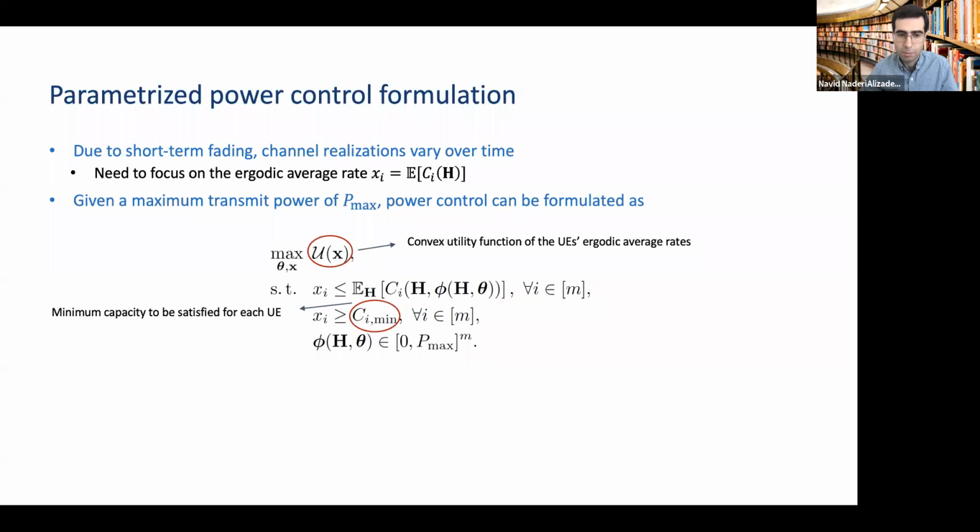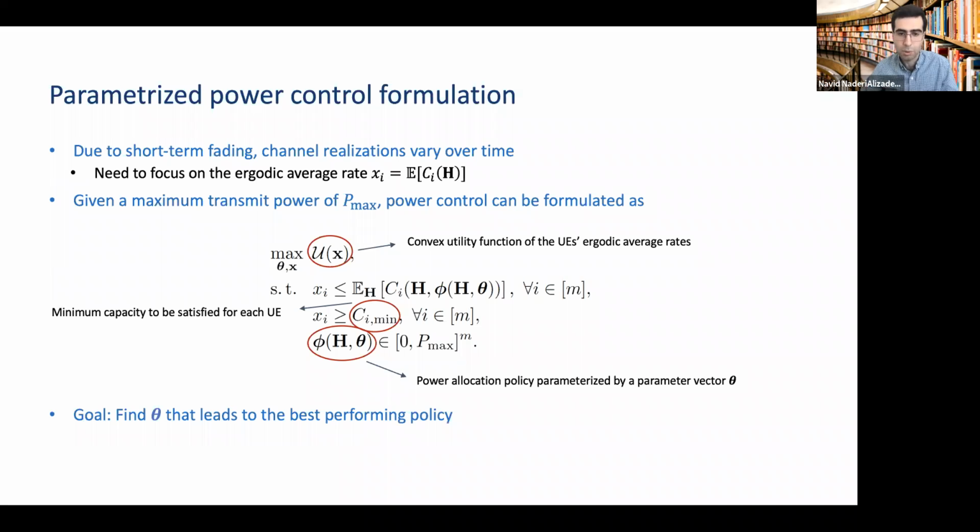We also have this minimum capacity constraint, c_i min, as we denoted, which is basically a lower bound that we want each user to satisfy across the network. And the power constraint is going to be P max. Then we have this phi function here, which is the power allocation policy, which takes as input the channel matrix and has a set of parameters theta, which we can assume is a neural network. And at the output, it's going to give us the power control vector for the different APs. Here the goal is to find the set of parameters theta which leads to the best performance in terms of the utility function.